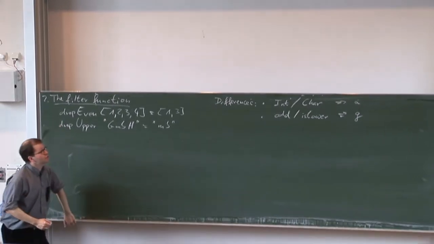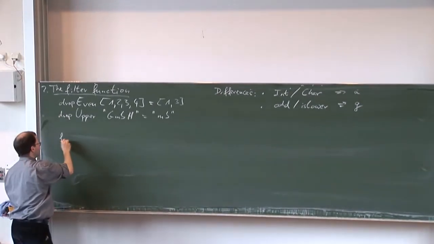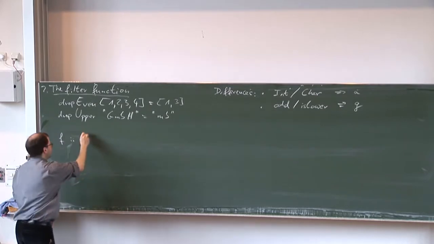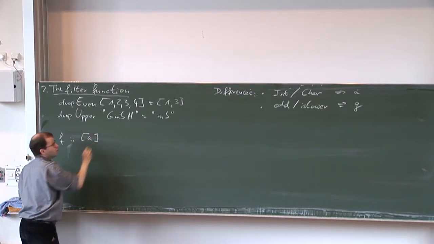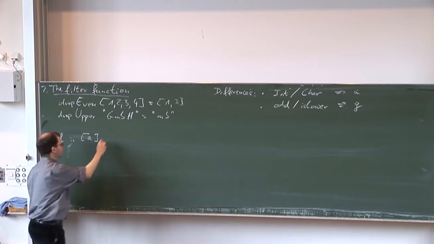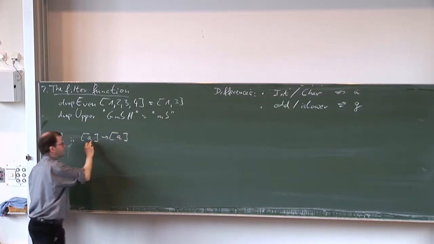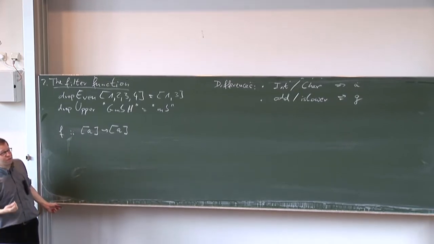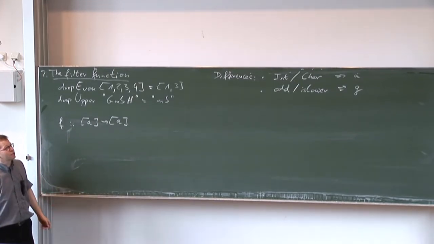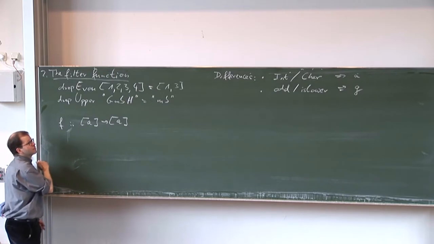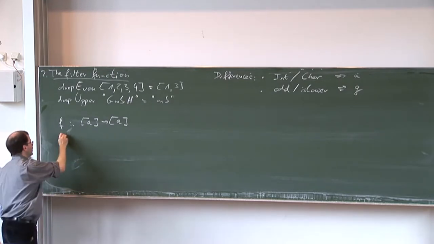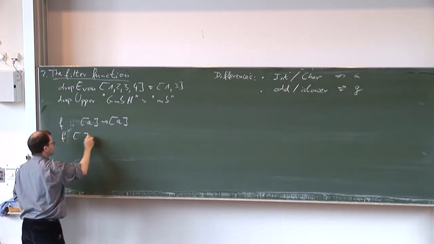So how would such a general function look like? It would be, again, a function f. It takes a list of not integers or characters, but anything, and it gives you back a list of the same data type, but some of these elements are removed, namely those that don't satisfy a certain condition. Now, how is dropEven or dropUpper defined? Well, if you give it the empty list, it returns the empty list.